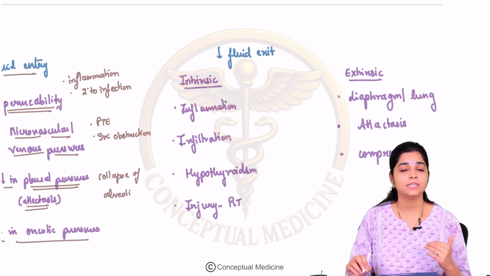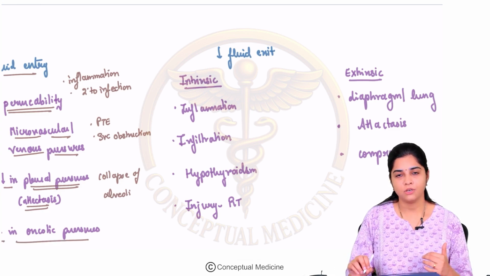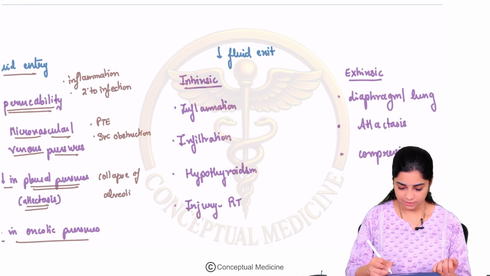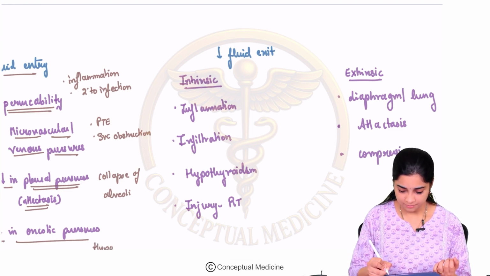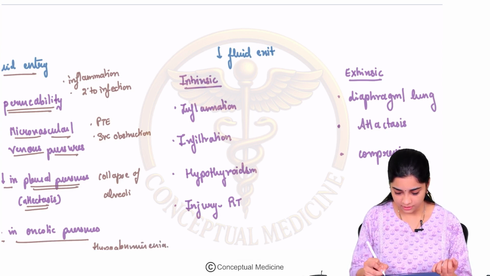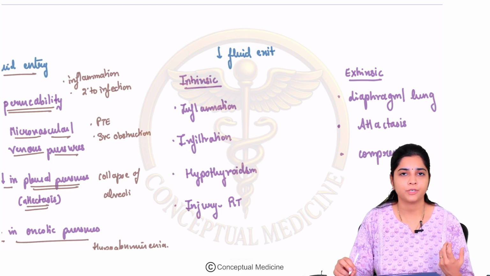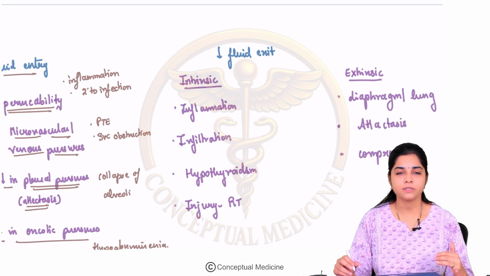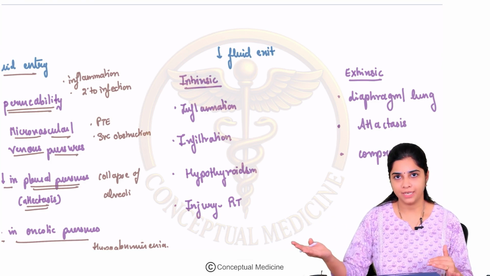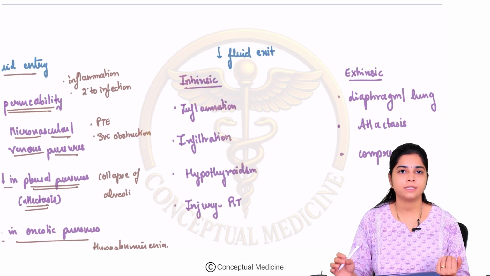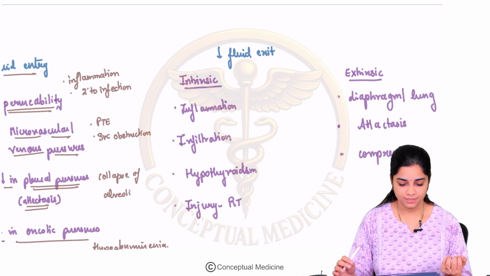There can be a decrease in the oncotic pressures, for conditions like hypoalbuminemia, where there is a loss of proteins in conditions like nephrotic syndrome. We know from Starling's law that the proteins are responsible for maintaining the oncotic pressure. So when the oncotic pressure falls, the fluid moves from the high pressure to the low pressure area and hence it gets accumulated in the pleural space.